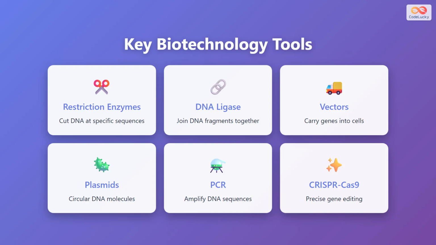Genetic engineering relies on several essential tools. Restriction enzymes act like molecular scissors, cutting DNA at specific sequences. DNA ligase works like molecular glue, joining DNA fragments together. Vectors, such as plasmids, are used to carry genes into cells. Plasmids are small circular DNA molecules that can replicate independently. PCR, or polymerase chain reaction, amplifies DNA sequences to create millions of copies. Finally, CRISPR-Cas9 represents the cutting edge of gene editing technology, allowing precise modifications with unprecedented accuracy.